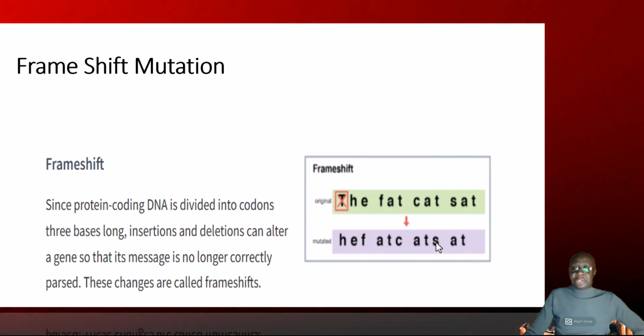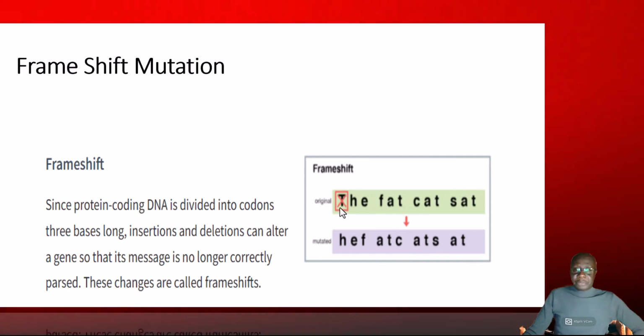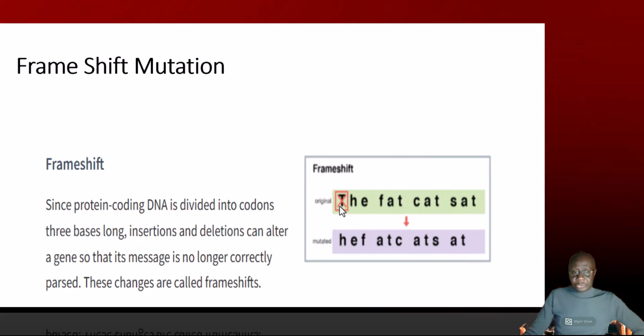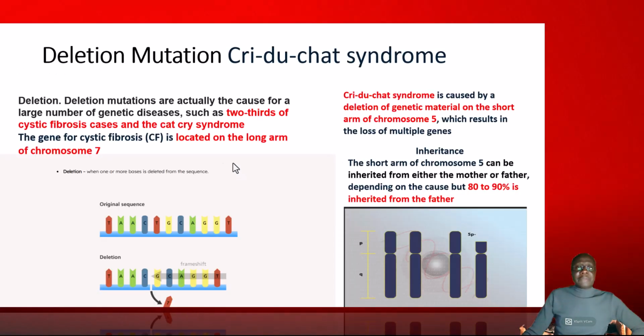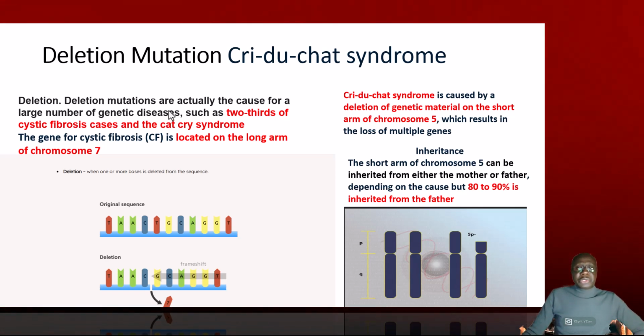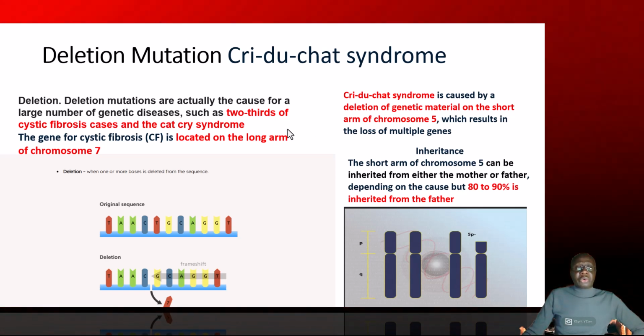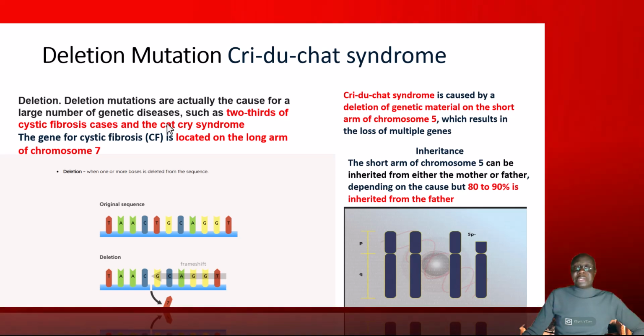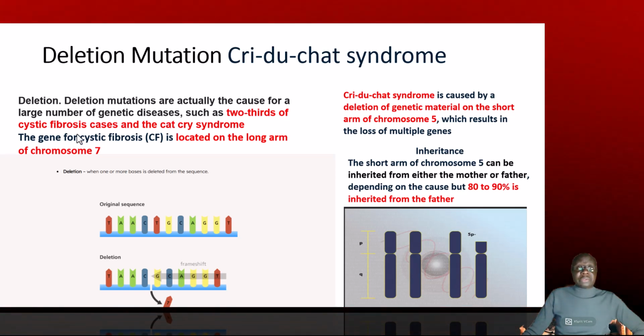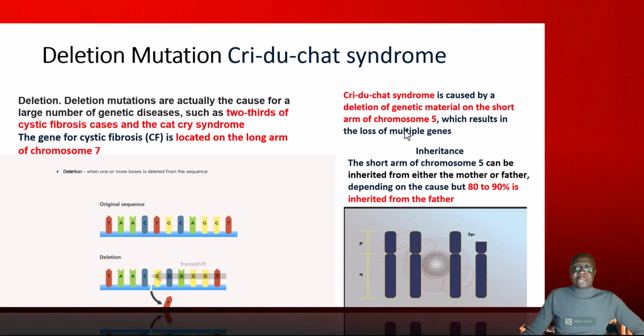Nobody understands. It's just gibberish. So that is what a frame shift deletion mutation can cause. Now you can see what the problems are here. Deletion mutations are actually the cause for a large number of genetic diseases, such as two thirds of cystic fibrosis and what they call cat-cry syndrome. Cat-cry syndrome is known as cri du chat syndrome.